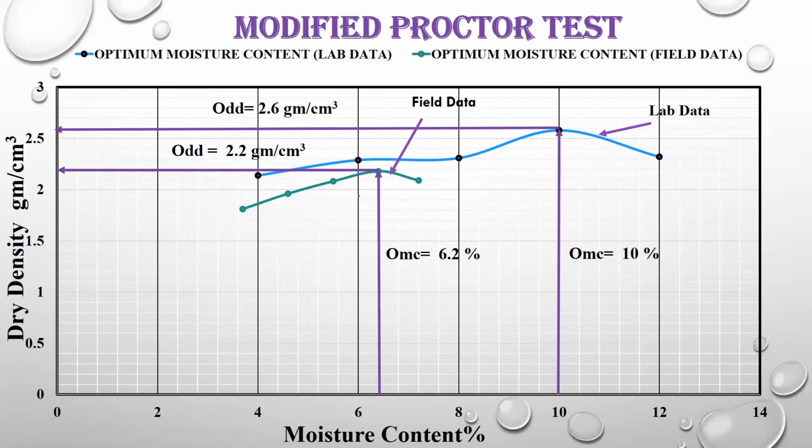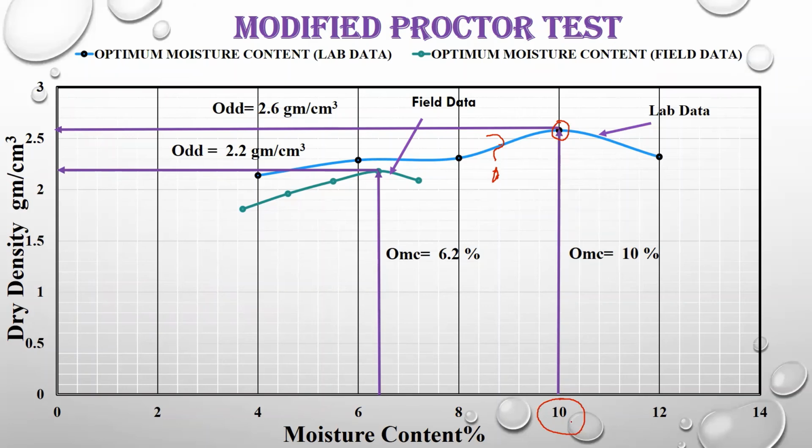What is the most important thing over here is this graph, which we have done in the laboratory. You can see its curve looks like this, and this is the peak. I have to draw a line over here and drop a perpendicular over here. So what you will get is the moisture content, the optimum moisture content, that is OMC 10%.